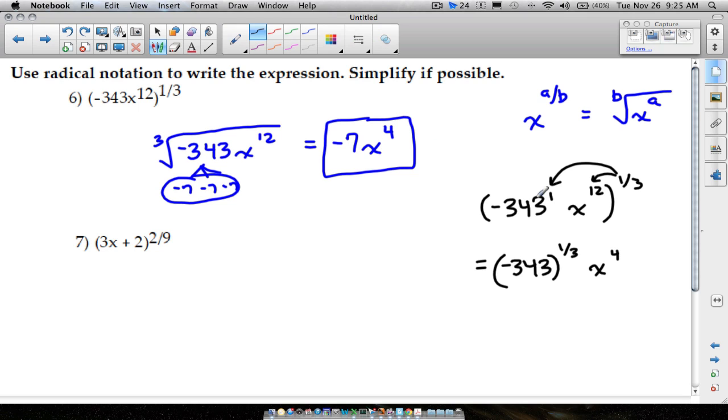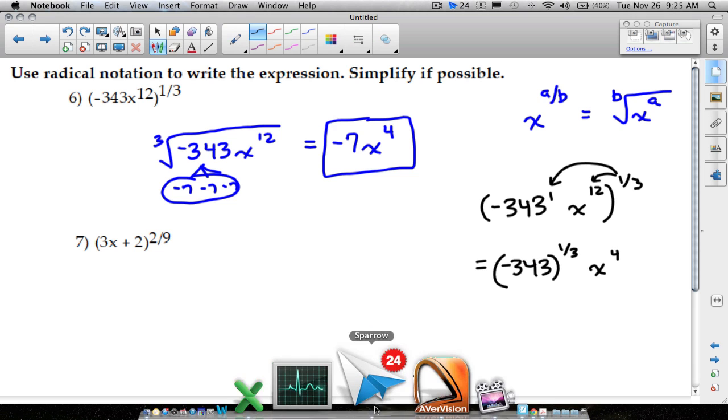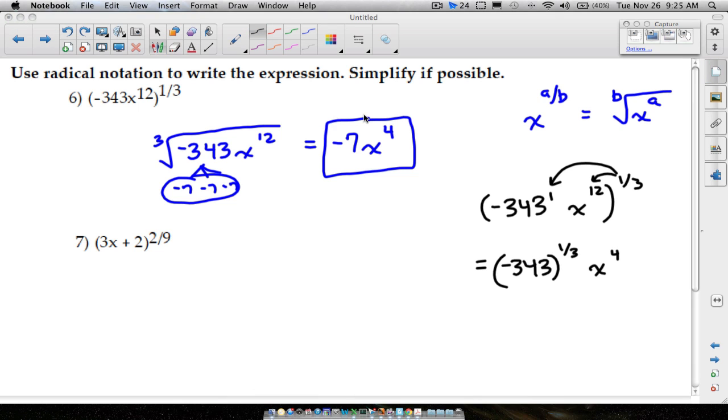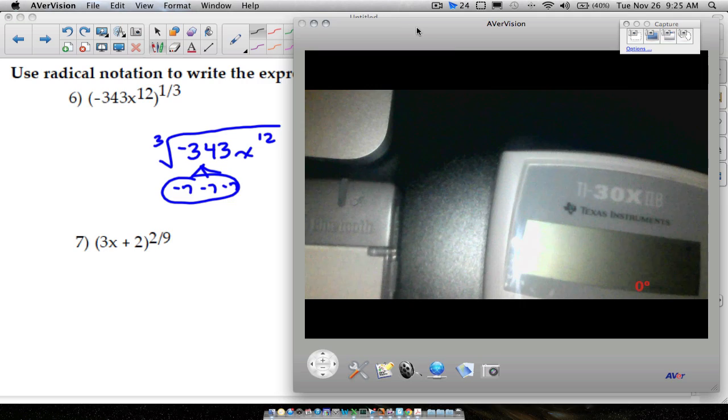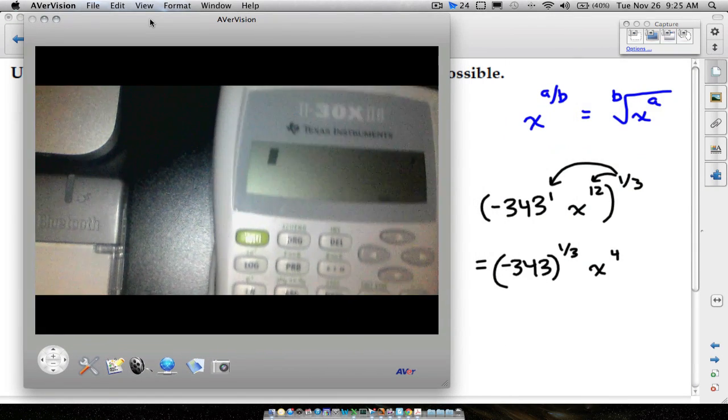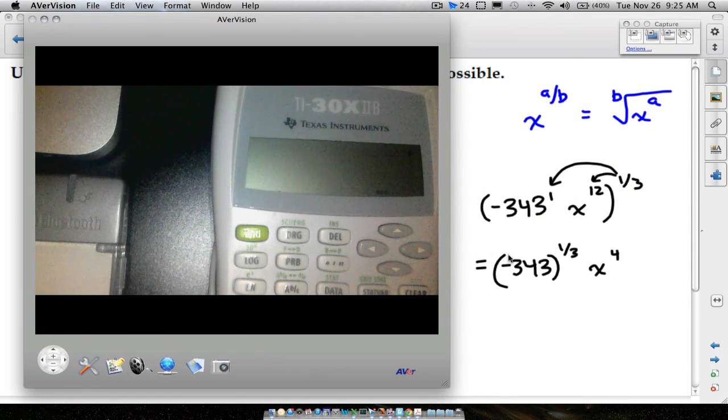Now, like I said, we did get a nice number here. No crazy decimals or anything like that. And go to the calculator and notice we will also get that here as well. Take negative 343 and raise it to the 1/3 power.